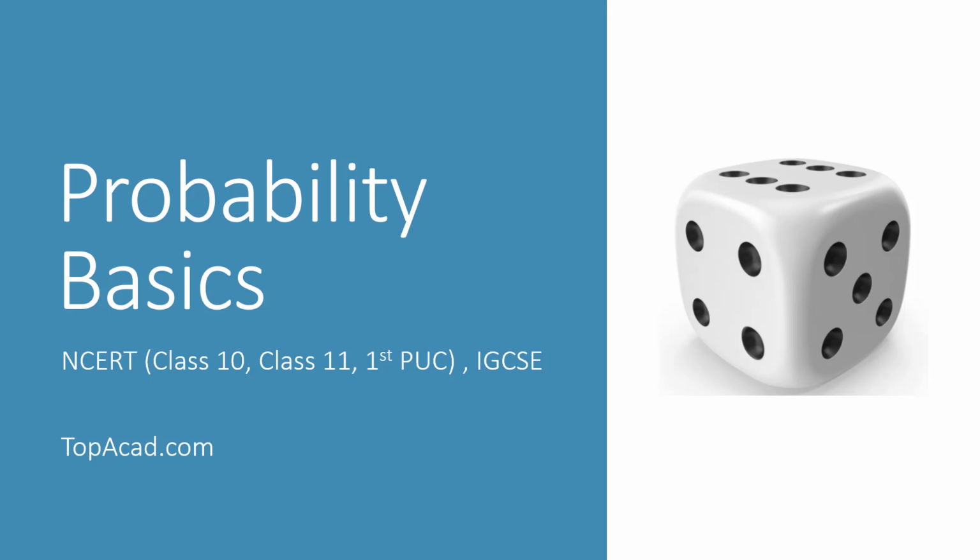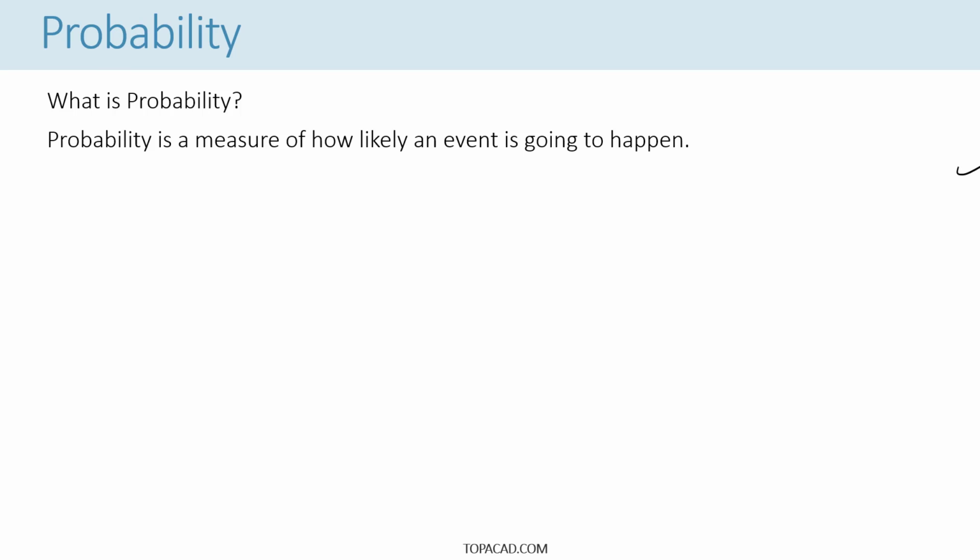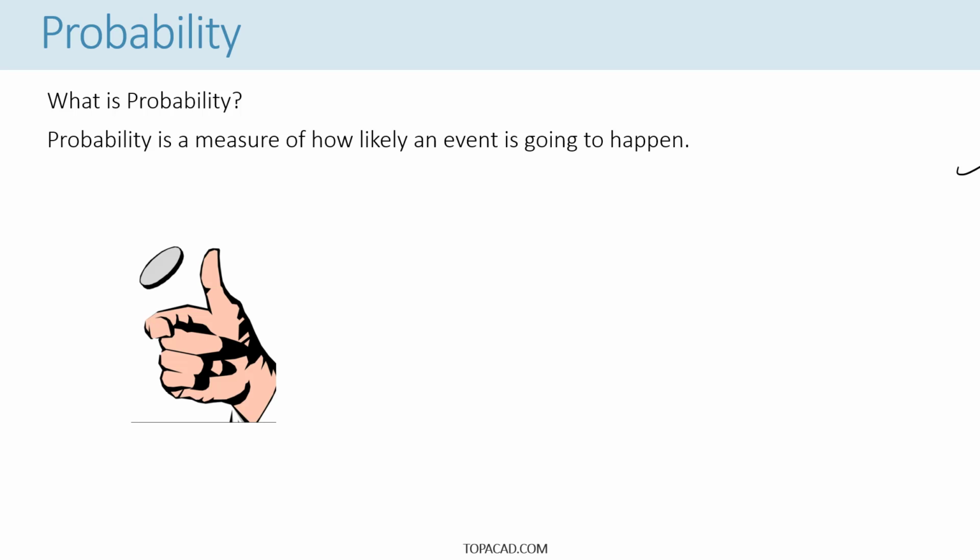Today we are going to learn the basics of probability. What is probability? Probability tells us how likely an event is going to occur. For example, if we toss a coin, we either get a head or a tail. So we normally say there is a 50-50 chance of getting a head or a tail.